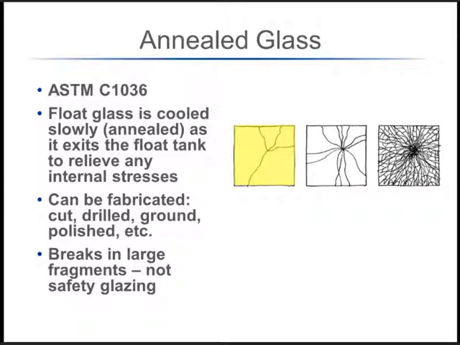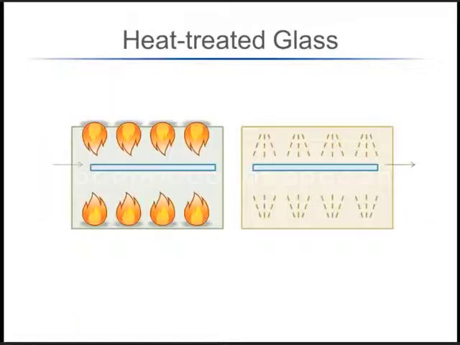So for heat strengthened and tempered glass, generically known as heat treated glass, you would take that annealed glass after it's been through that process, after it's been cut and all that, and then send it back through the furnace.